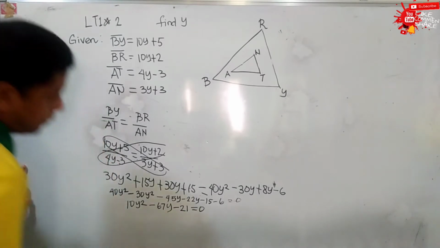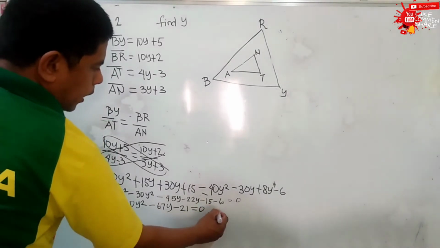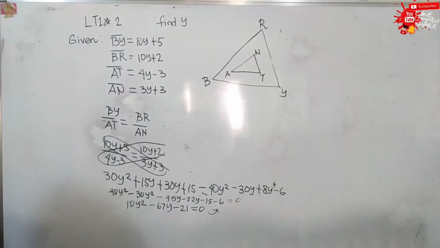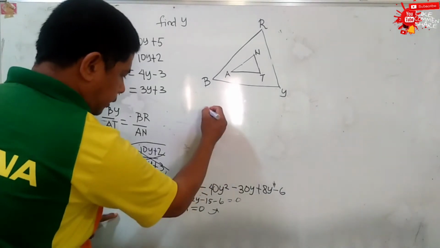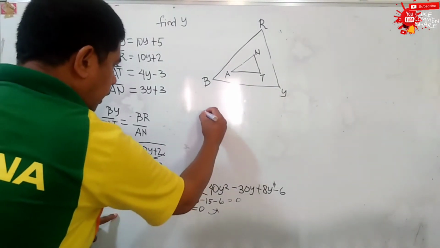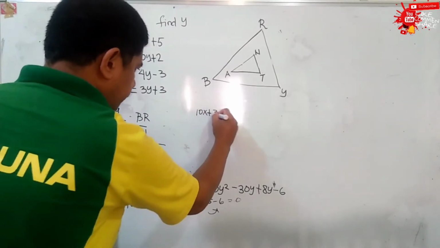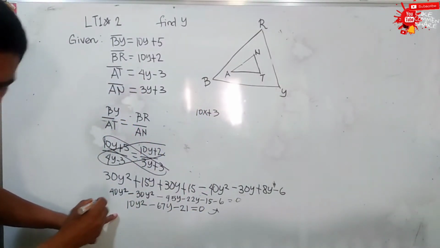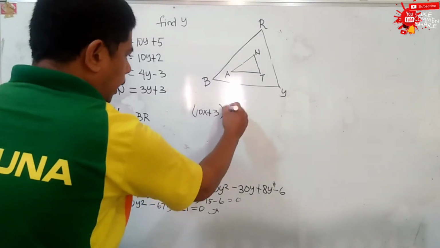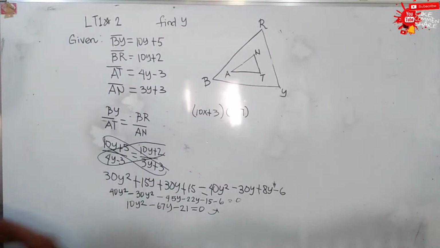Okay, next. Factor natin. Okay? So, factor natin ang 10y squared minus 67y minus 21. So, dito natin nilagay ang sagot. So, ang factor nito is 10x plus 3 times x minus 7. Okay, bahala na kayo kung paano mag-factor.